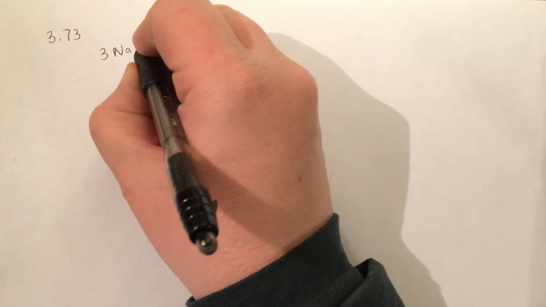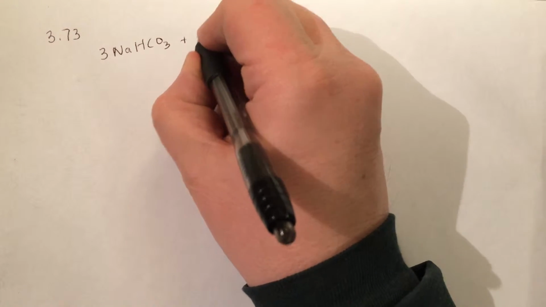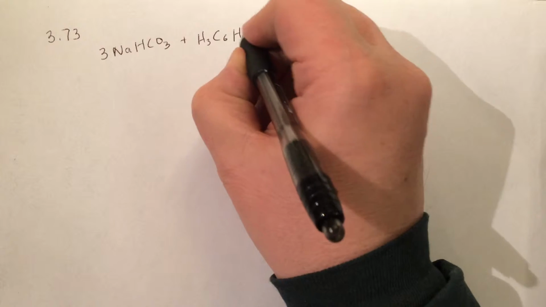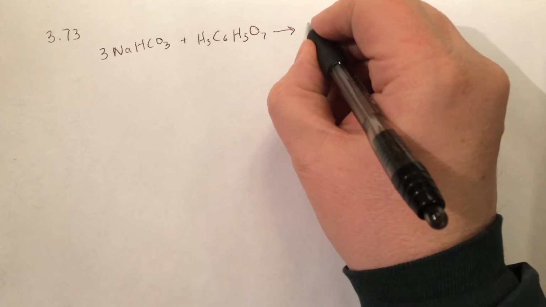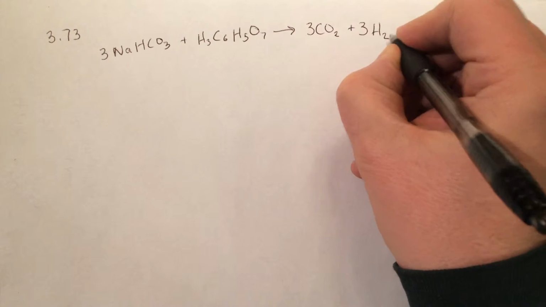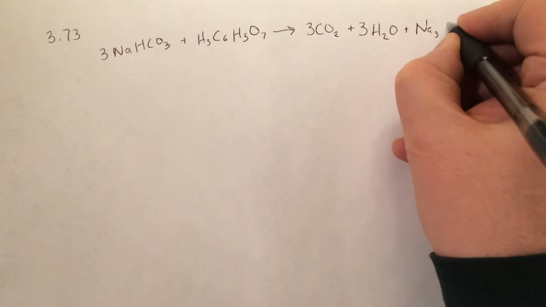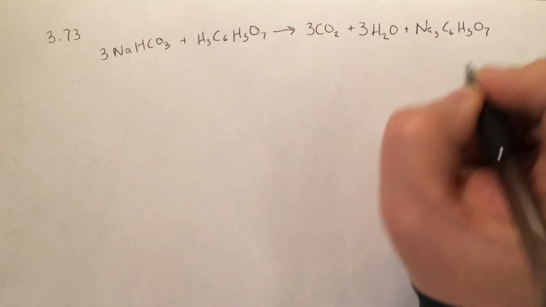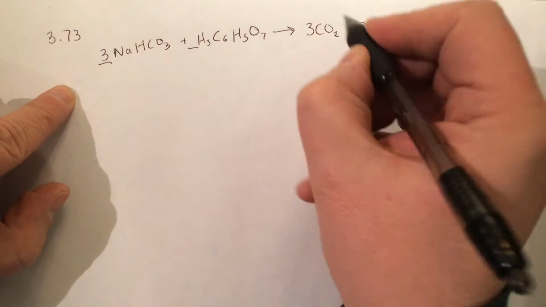Here's the reaction actually: sodium carbonate plus this is the citric acid, H3C6H5O7, and it's going to make carbon dioxide gas plus water plus sodium citrate, Na3C6H5O7. Ugh, that's ugly.